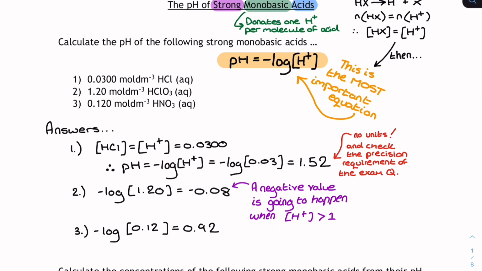If we continue having a look through the rest of the answers, we can see that when we do, for question 2, minus log of the 1.2, we end up with a negative value.